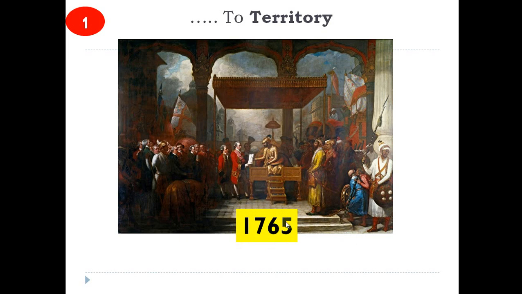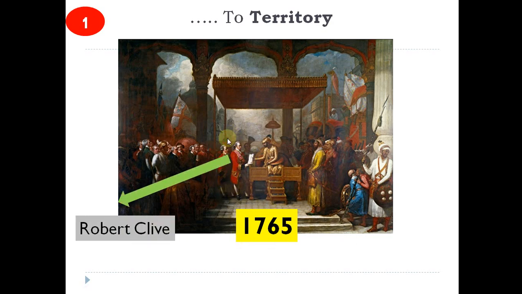It was in this year that English, represented by Lord Robert Clive, would take certain political authority from Shah Alam, the Mughal emperor of the times.